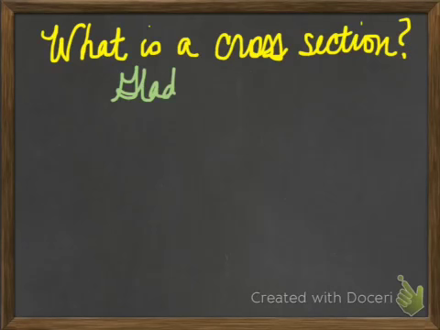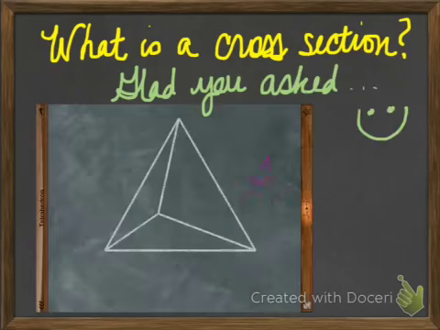What is a cross section? Glad you asked. First of all, let's talk about what a tetrahedron is. A tetrahedron is a polyhedron with 4 faces. It's got 1 on the front, 1 on the bottom, and 2 on the left and the right. So here's the bottom. There's 1 face over here, 1 face over here, and then of course the face on the front is the last one.